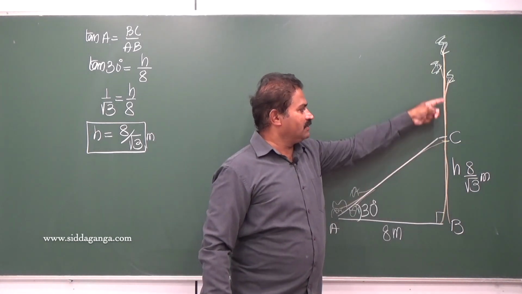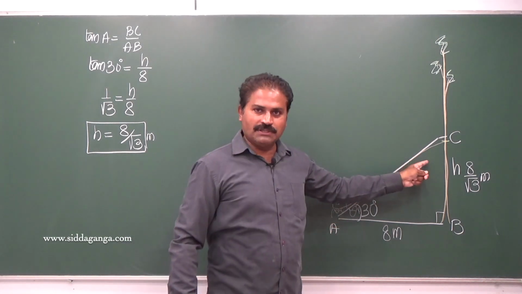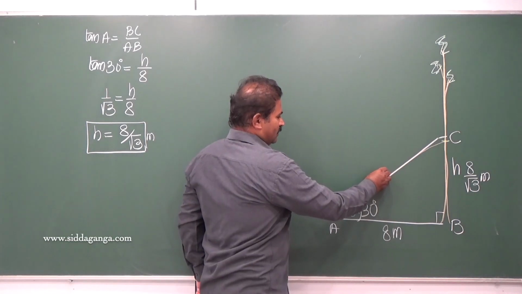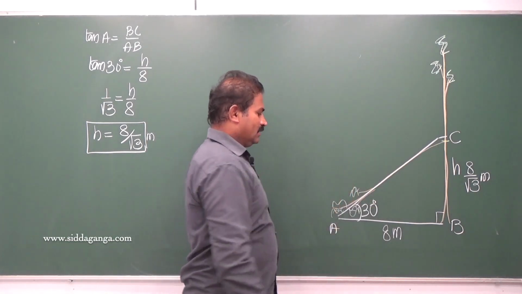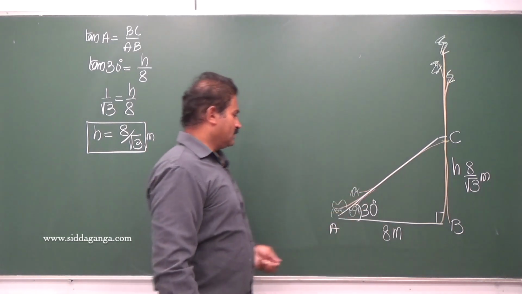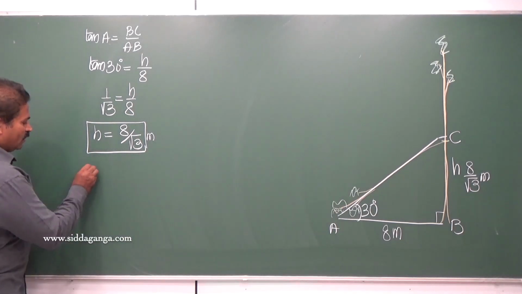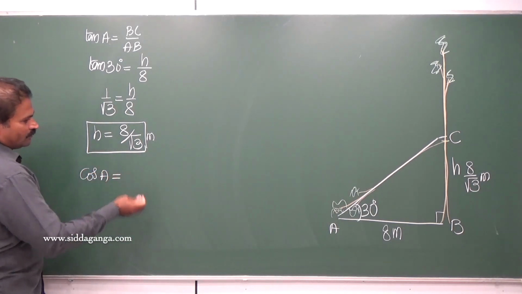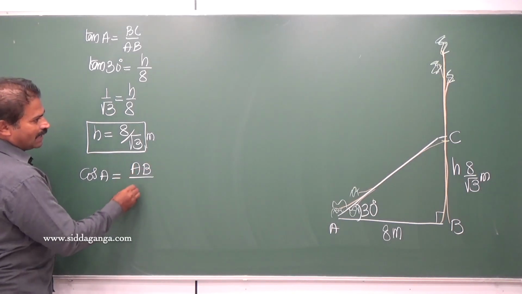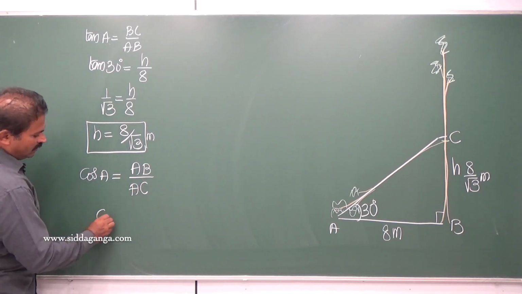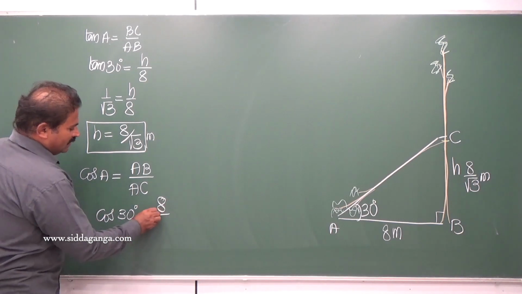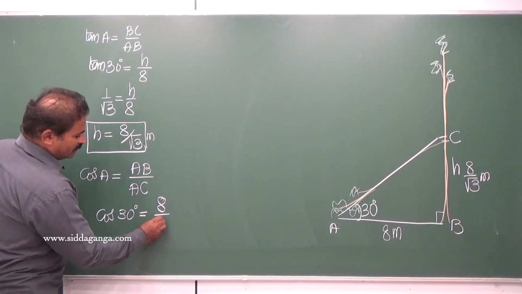Now the remaining part of the tree is here as a hypotenuse. Now you need to find out what the hypotenuse is. So how are you going to deal with this? For the hypotenuse you can go for either sine or cos. Cos is adjacent by hypotenuse. For sine it is opposite by hypotenuse. So we will go with cos. Cos A is equal to the adjacent side, which is AB, divided by the hypotenuse AC. So now cos 30 degrees is equal to AB, which is 8 meters, divided by AC, which you need to find out.